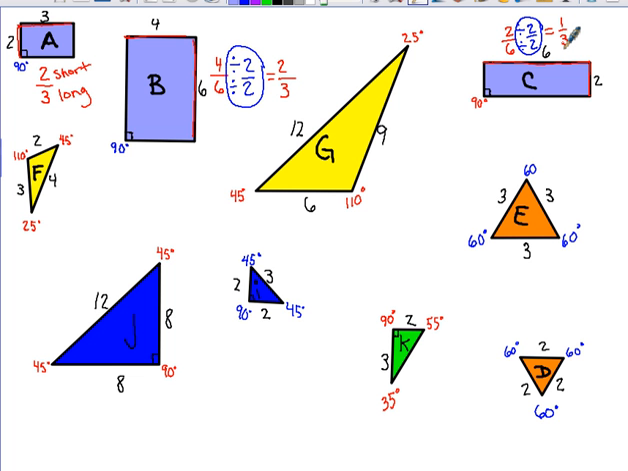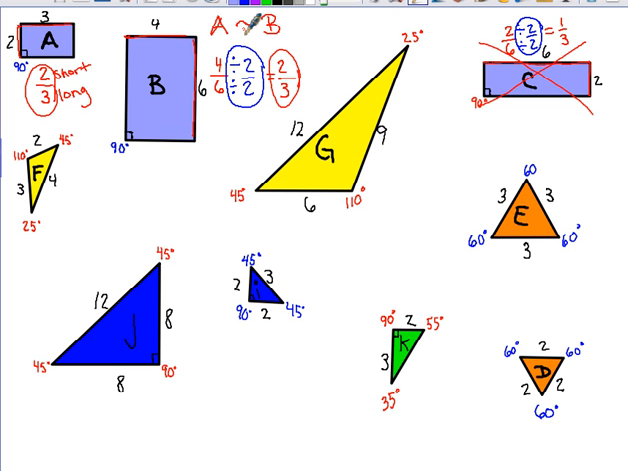Now, in order for shapes to be similar, they have to have equivalent ratios. At this point, I can see that figure A and figure B have equivalent ratios, whereas figure C does not. So now I can say figure A is similar to figure B. This right here is the symbol for similar. Now I know my rectangles. I also need to determine which of my triangles are similar.